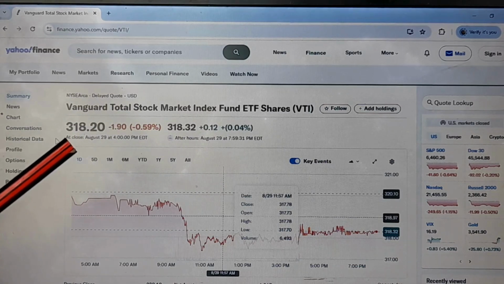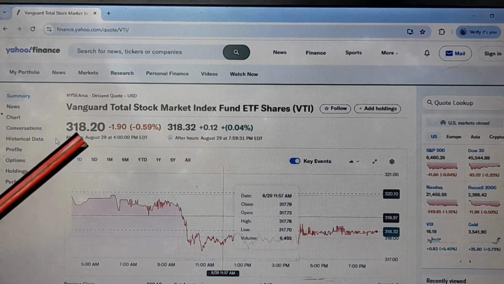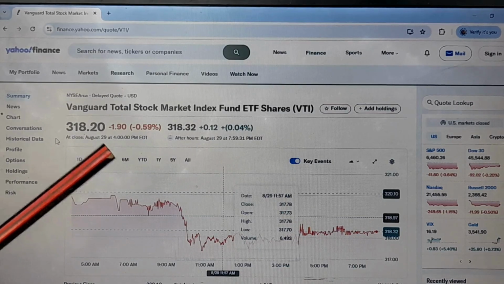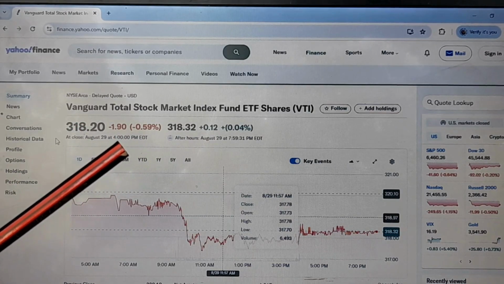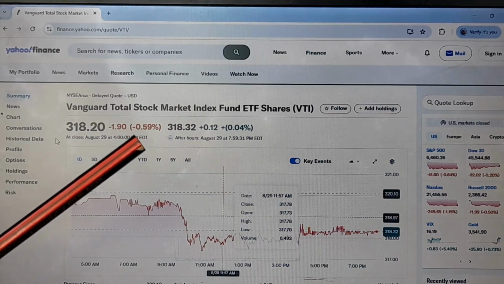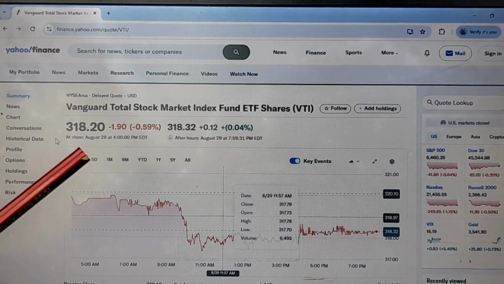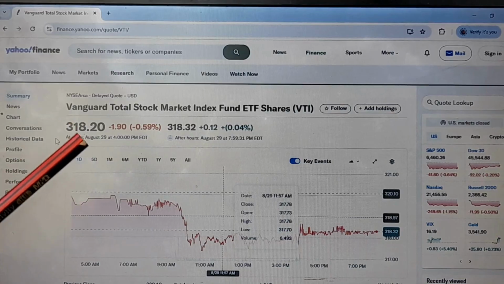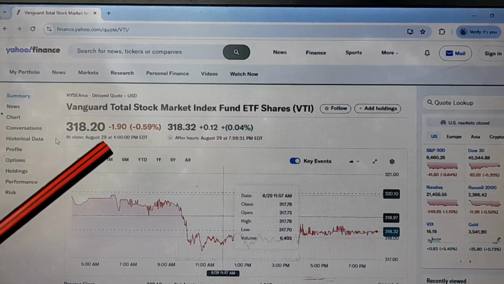Then here you see it is written at close, and there's the price 318.20. The time here will depend on wherever you are in the world. It will be different depending on wherever you are in the world. So what does it mean when they say at close? This was the price of VTI when the markets closed on this date, okay?